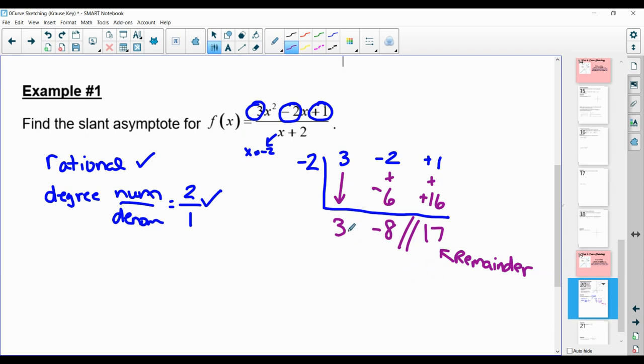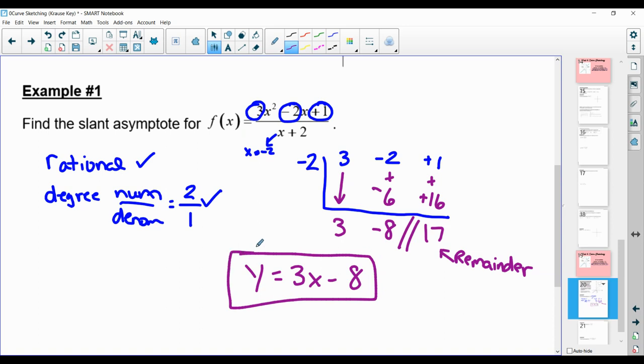Okay, so if we look at our final answer here, we would have 3x minus 8 as our asymptote. So y equals 3x minus 8. Now, if you were to look in your textbook, it'll go into more detail in how we deal with that remainder, but ultimately this is always your equation. So y equals 3x minus 8.